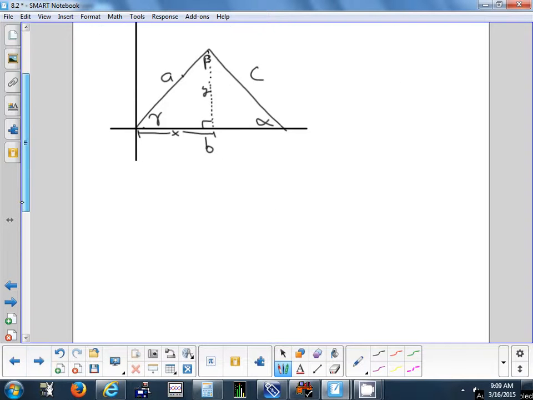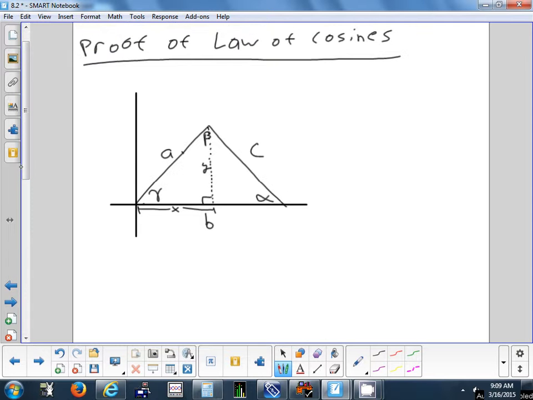All right, so let's see if we can figure out the law of cosines. Okay, what I've done is I've drawn a triangle with sides A, B, C. Okay, put alpha across from A, put beta across from B, and I put gamma across from C. Okay, I also drew in an altitude. This altitude doesn't necessarily bisect side B. And because I've drawn in that altitude, I have two right triangles.